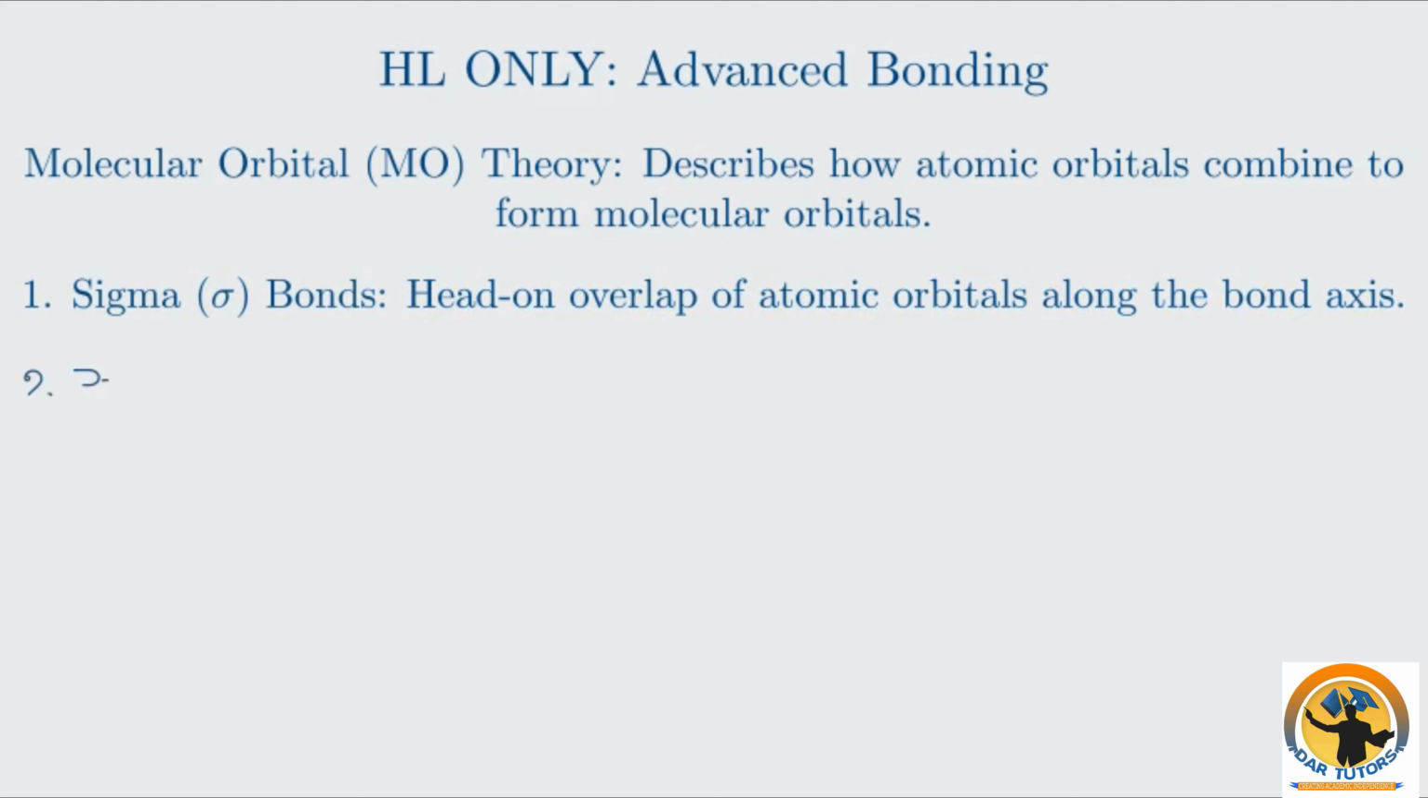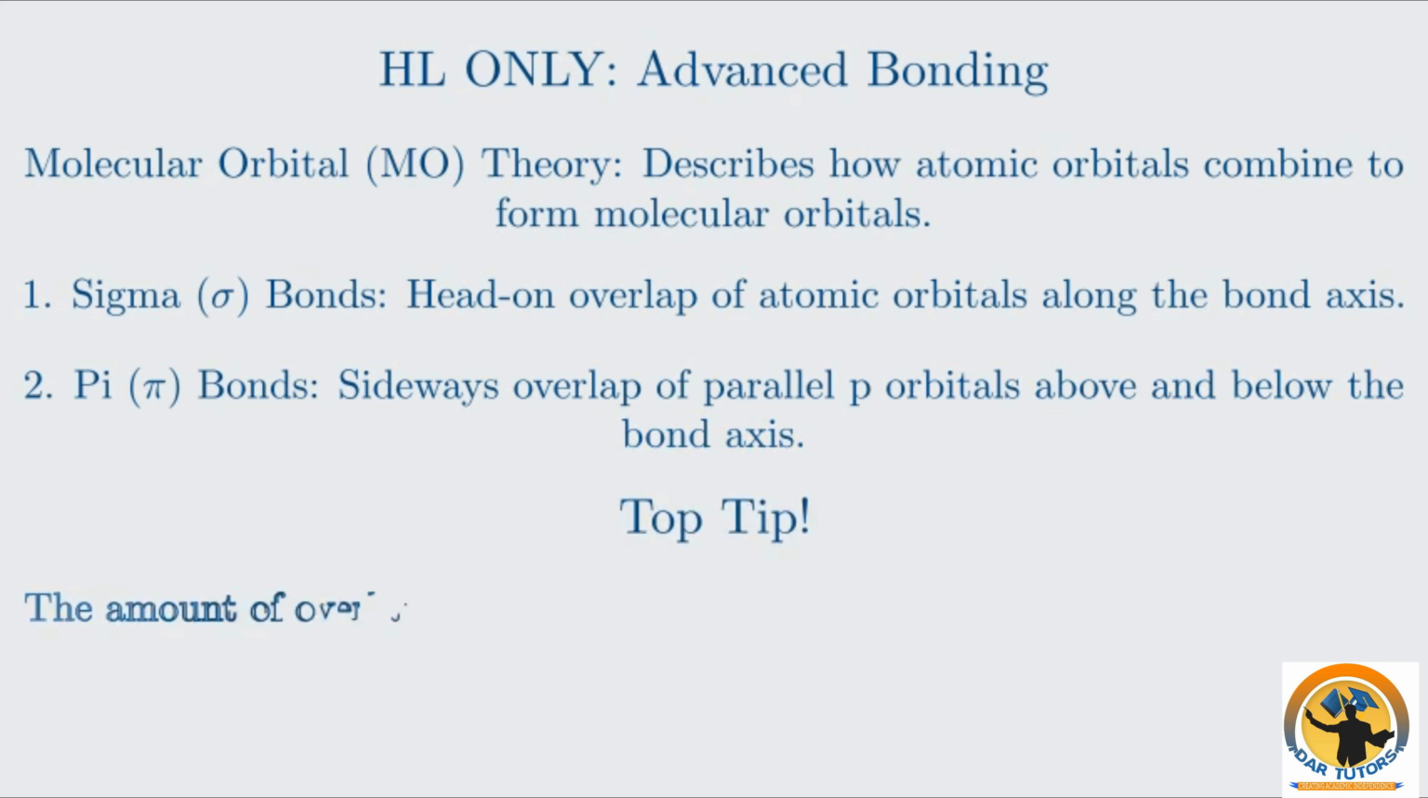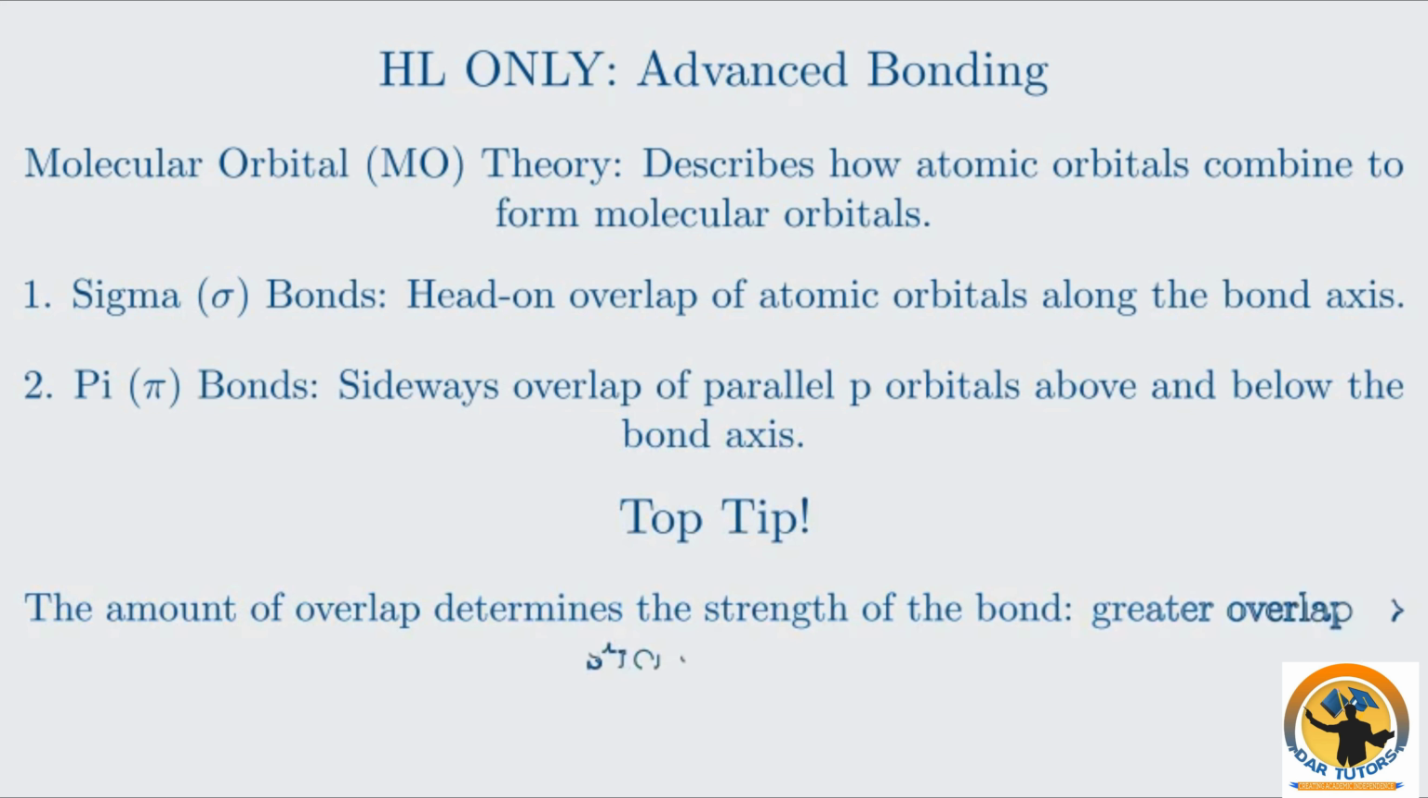A pi bond, denoted by the Greek letter pi, is formed differently. It involves the sideways or lateral overlap of parallel p orbitals. This overlap occurs above and below the plane of the two nuclei. The electron density of a pi bond is therefore not on the bond axis itself, but in two lobes, one above and one below. The greater the overlap between the atomic orbitals, the stronger the resulting covalent bond. The amount of overlap is a direct measure of bond strength.